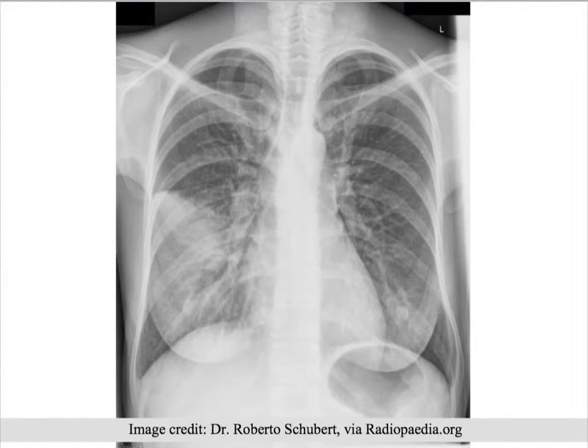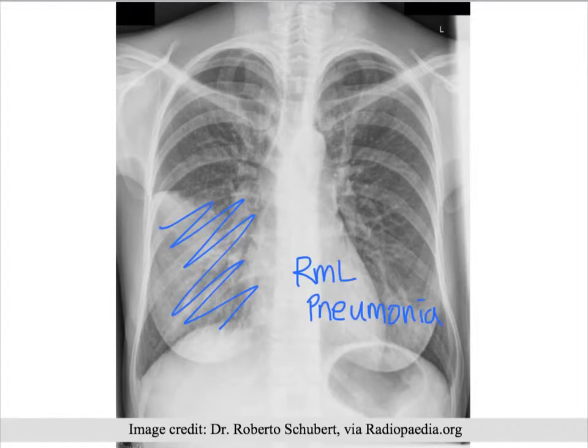What about this chest X-ray? Can you see where the infiltrate is? It's also on the right side, but this time it's in the right middle lobe. This is a right middle lobe pneumonia. If you're interested in learning how to read chest X-rays, I've included a resource on the blog. Let's move on to treatment.